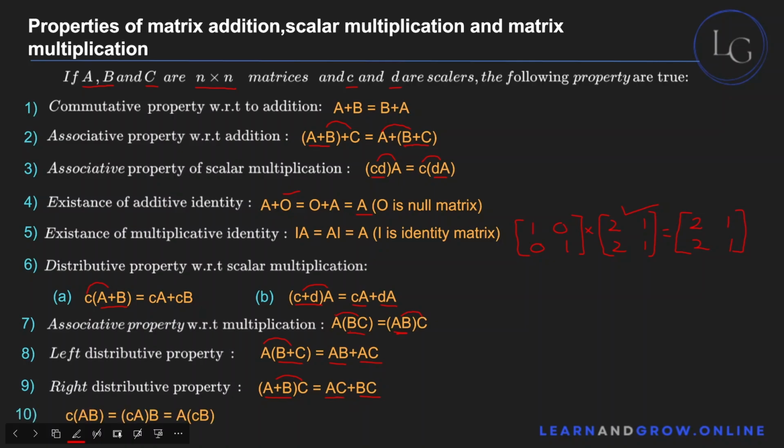And the last property here is this one. It says that if you multiply scalar C into the product of matrix A and B, it will be equal to multiplying scalar C with matrix A first and then multiplying the resulting matrix with B, or multiplying scalar C and matrix B and then multiplying the resulting matrix with A. All three of these will be equal.